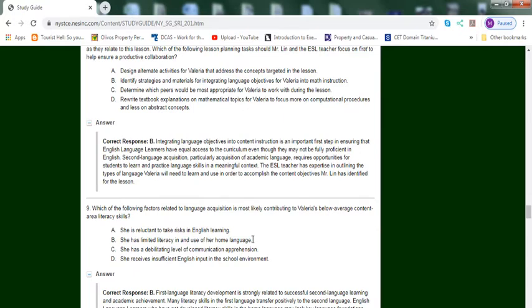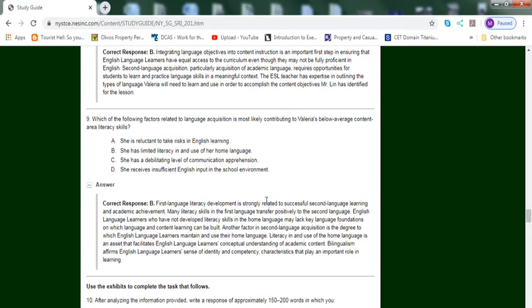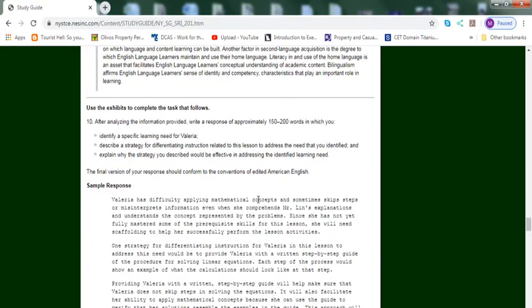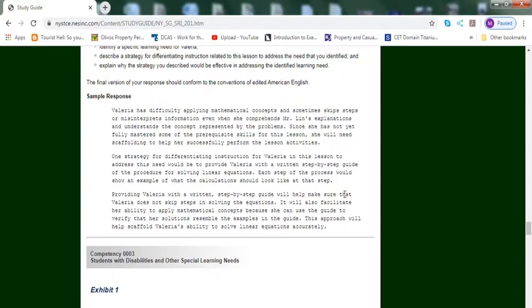I'm just here to explain to you a little bit more on the test and how it basically works. But as you can see, these are the 4 questions. Again, they're going to have another essay on this. Same exact thing. Identify a specific learning need for Valeria. Describe a strategy for differentiated instruction related to this lesson to address the need that you identified, and explain why the strategy described will be effective in addressing the identified learner's need. Again, sample response. As you can see, it's a good sample response.